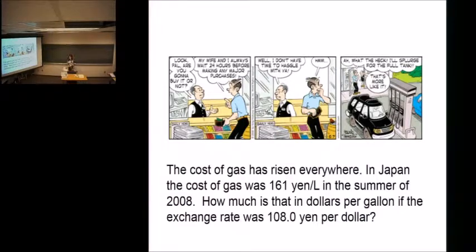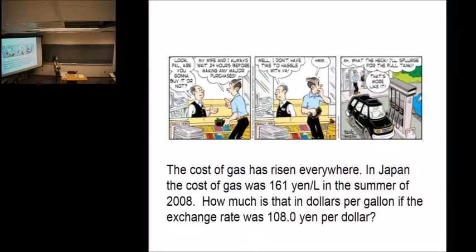Gosh, gas prices are falling like crazy, aren't they? Yeah. Gas prices went like crazy, rising. Remember, just up and down. Okay, well, the cost of gas has risen everywhere. In Japan, the cost of gas was 161 yen per liter in the summer of 2008. How much is that in dollars per gallon if the exchange rate was 108 yen per dollar?